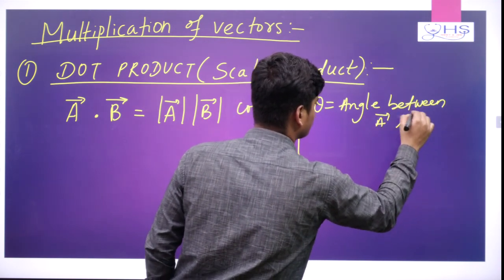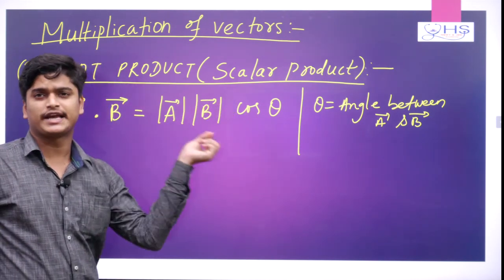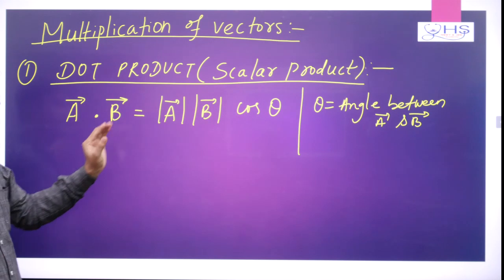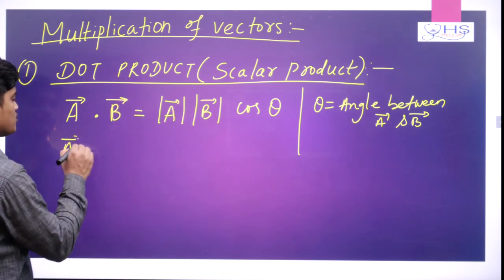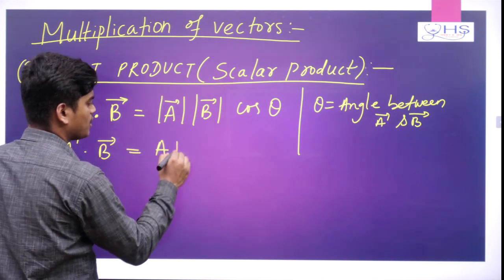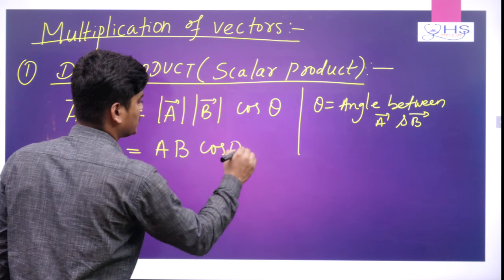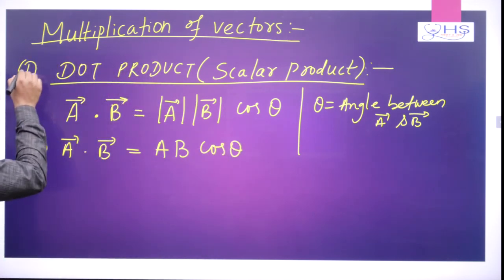Now remember always, whatever result comes here will be a scalar quantity. That's why it is A B cos theta. Or you can write A vector dot B vector is nothing but A B cos theta. So this is the first point you are understanding under dot product or scalar product.